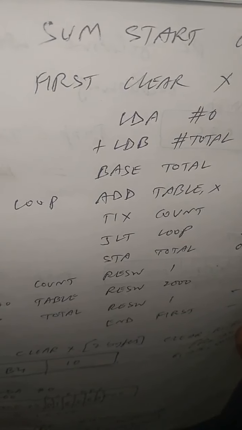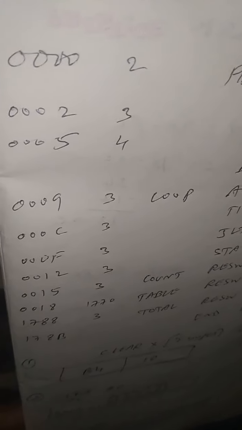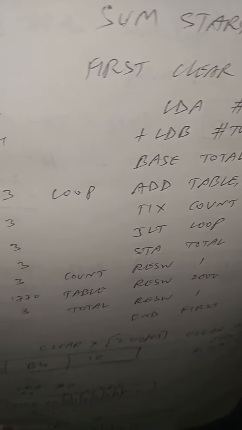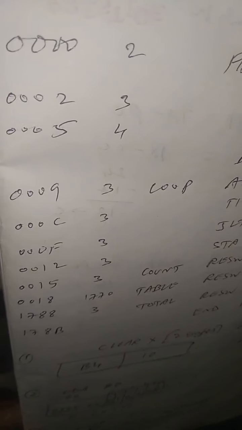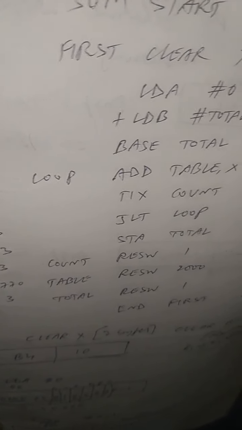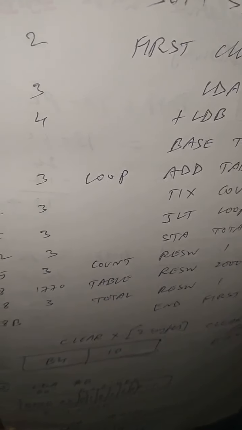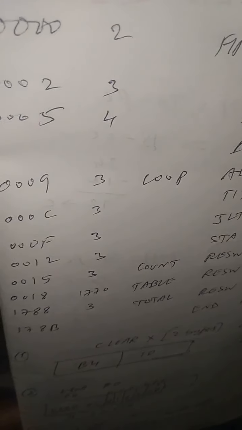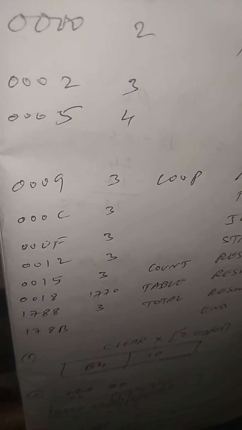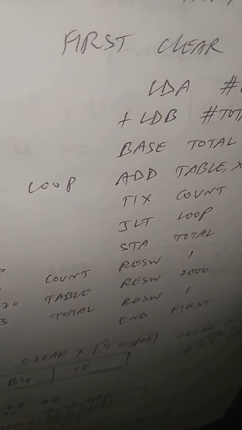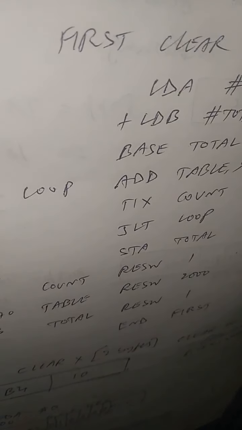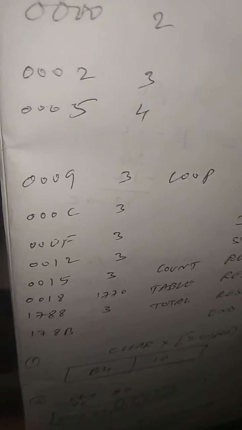Then we have LDA #0, which is a 3 byte instruction. So the next address is 0002, and 2, 3, 4 are taken by LDA #0. Then next comes 5. Here we have +LDB. Plus means extended format, that is format 4, which takes 4 bytes. So 5, 6, 7, 8 are taken by this instruction. Next we have BASE TOTAL. BASE is an assembler directive, so it is not required to write an address for that.